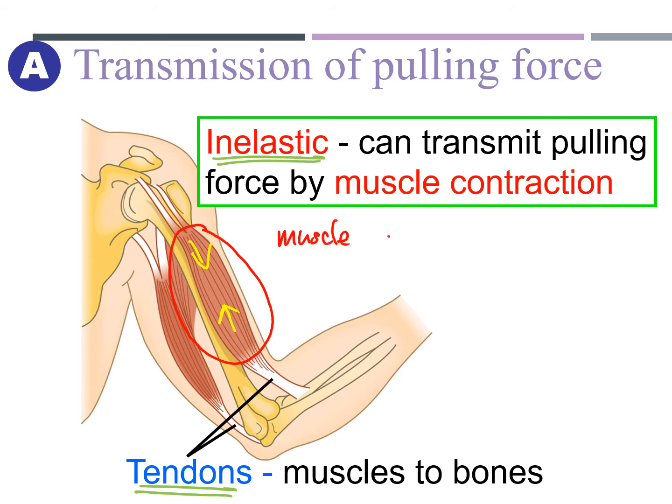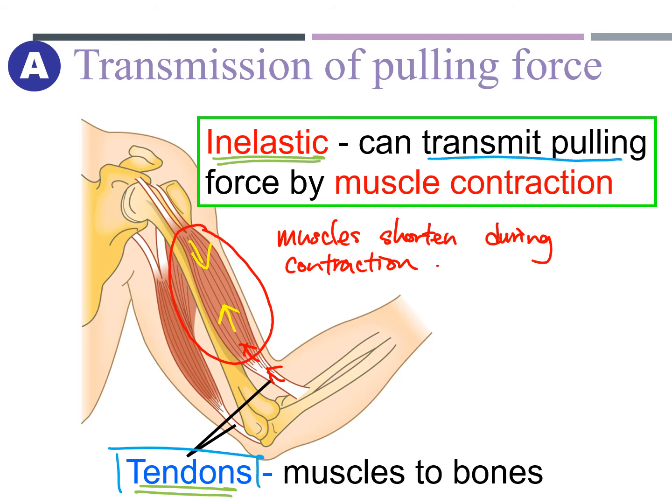Let's write it down. The muscles shorten during contraction. If the muscle becomes shorter after contraction, it is going to cause a pulling force from the lower part up. This pulling force can be transmitted by the tendon. So the tendon can transmit the pulling force from the muscle contraction, which lifts up your forearm, 前臂.